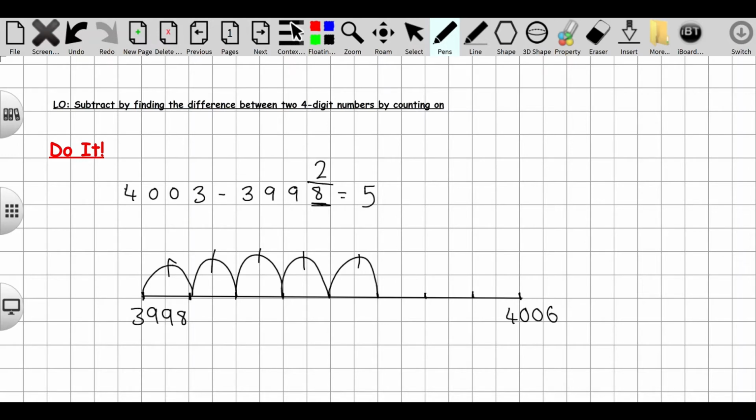Then I'm trying to reach 4003. Well, 0 plus 3, that's nice and easy, isn't it? It's just 3. So all I need to look at here is 3 plus 2, which equals 5. If that doesn't make sense, do not worry at all and just use a number line. So moving on.